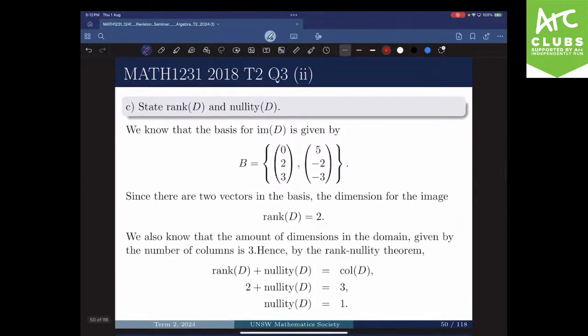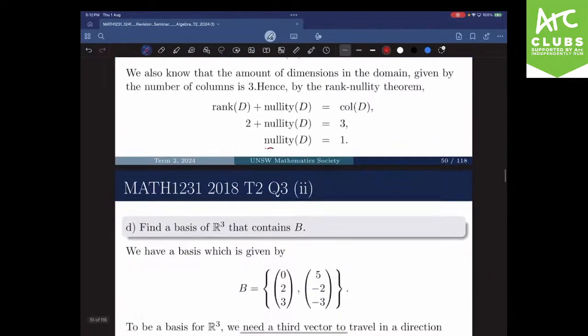Now we'll just state the rank and nullity of D. So we know from before that the basis for the image of D was given by this, and it has 2 vectors. So the rank of D is just 2. And from the rank-nullity theorem, since there are 3 columns, we get that 2 plus our nullity is 3. So our nullity of D is just 1.